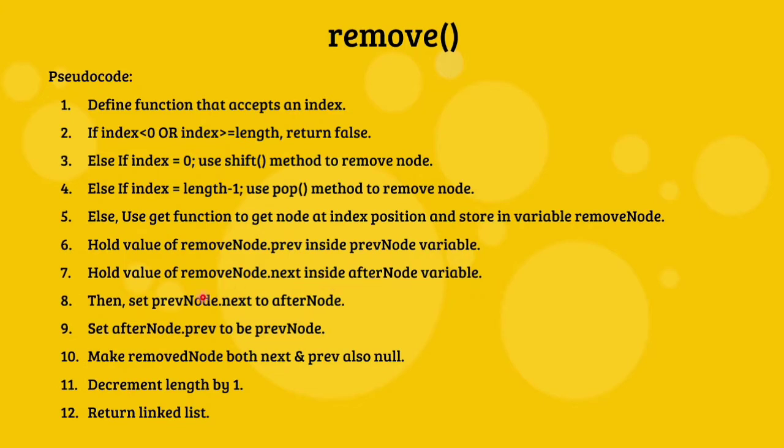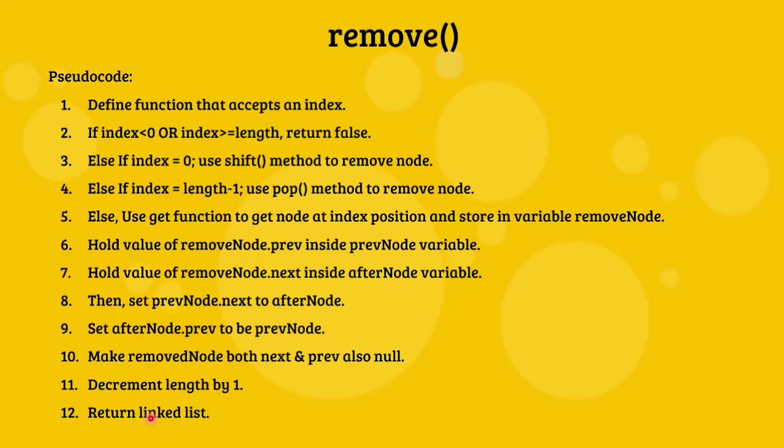Once that is done, we will simply set previous node dot next to after node and then after node dot previous to previous node. Once that is done, actually our node is removed. But we want to actually break the connection with the removed node also. So we will simply make both next and previous pointers of the removed node null. Once that is done, we will simply decrement length by 1 and then we will return our linked list.